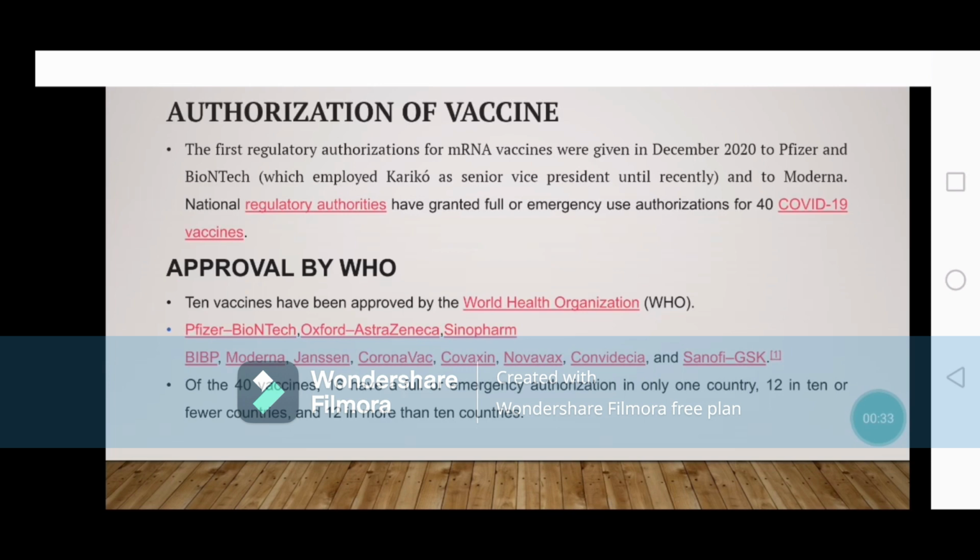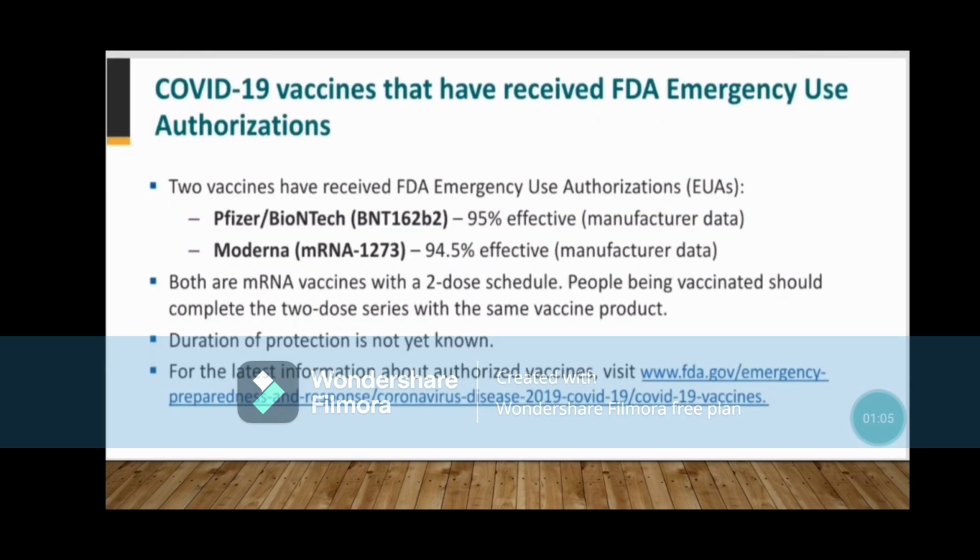Let's talk about approval by WHO, the World Health Organization. 10 vaccines have been approved by WHO. These are Pfizer-BioNTech, Oxford AstraZeneca, Sinopharm, BIBP, Moderna, Janssen, CoronaVac, Covaxin, Novavax, Convidecia, and Sanofi GSK. Of these 40 vaccines, 16 have a full or emergency authorization in only one country, 12 in 10 or fewer countries, and 12 in more than 10 countries. COVID-19 vaccines that have received FDA emergency use authorizations are available and approved if we need to give a vaccine to a person in an emergency.